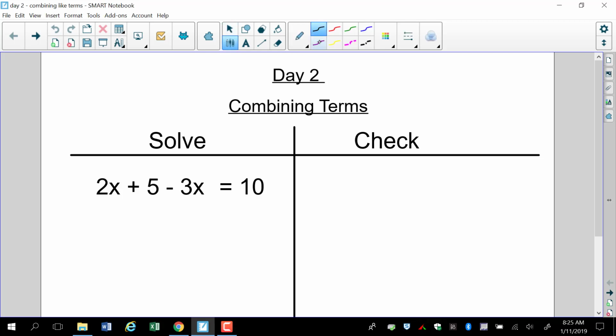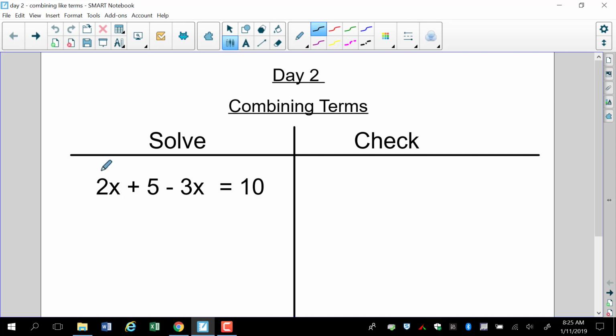All right, day two, we're going to be working on combining terms to solve equations. Basically, the idea is that we're trying to combine terms to turn these equations into two-step equations that we can solve, similar to day one. Again, this is review. If you need more practice, there's plenty of practice online. I would suggest doing that before you take the quiz if you're having any trouble with these.